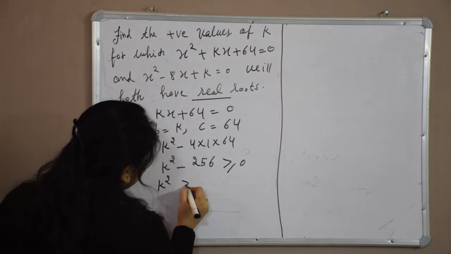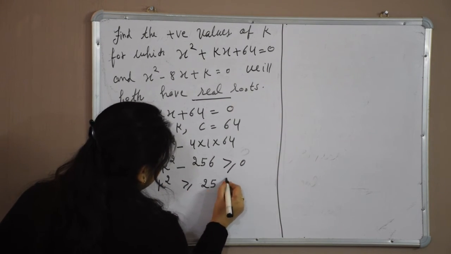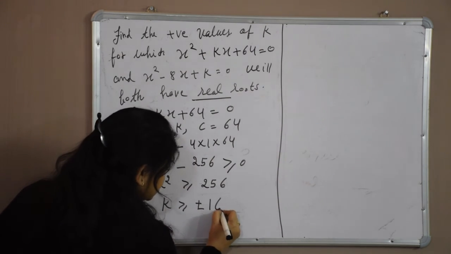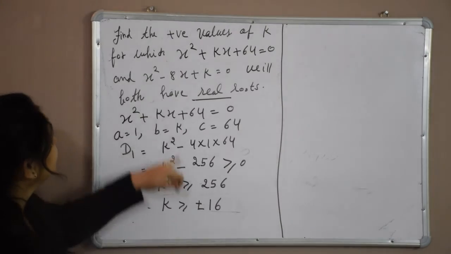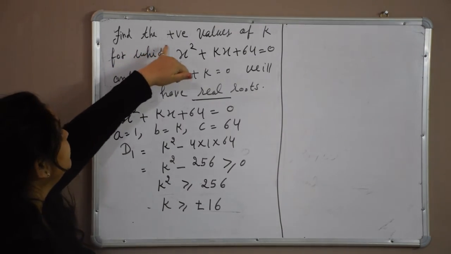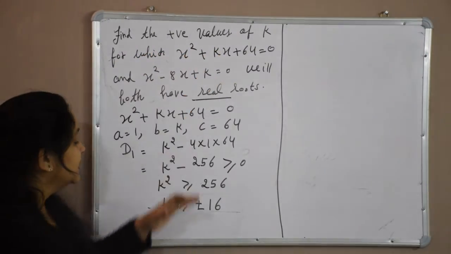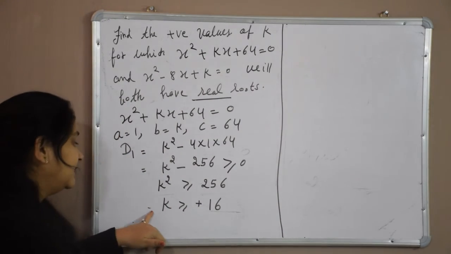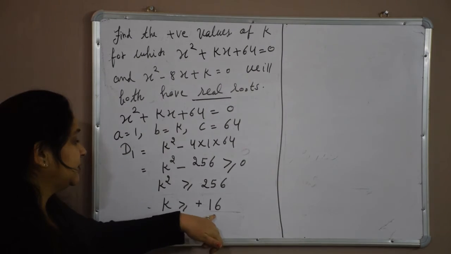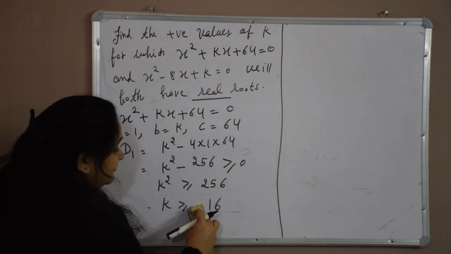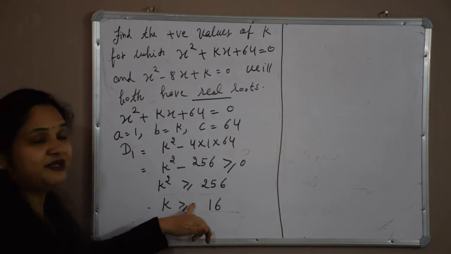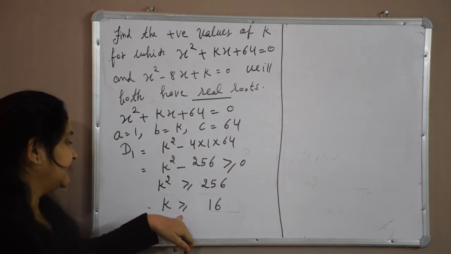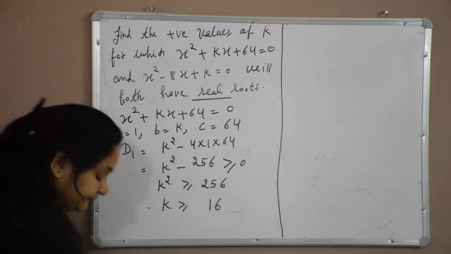Therefore k square should be greater than or equal to 256 and k should be greater than or equal to plus minus 16. But see here, it was already mentioned that find the positive values of k. So if we are taking negative, that will be wrong. Here we have to take k greater than or equal to 16 only, and whenever it is positive, no need to put the positive sign. It will be sufficient that k is greater than or equal to 16.